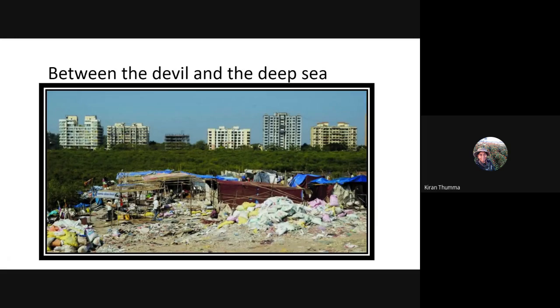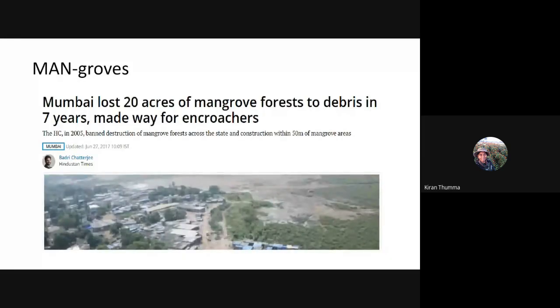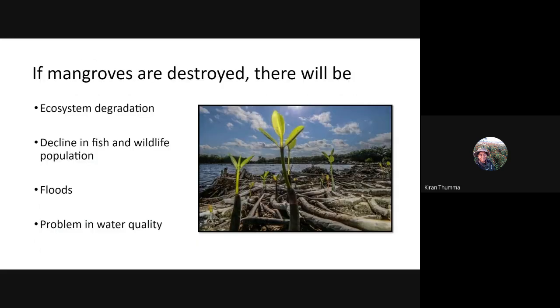And human encroachment. As I told you, most people encroach on land near the mangrove. Even chemical factories and other factories are near the mangrove habitat so that they can release their effluent in the mangroves, and no one can know it. It is in the news that Mumbai has lost 20 acres of mangrove forest to debris in the last 7 years. And due to encroaching as well, Mumbai has lost a lot of mangroves.